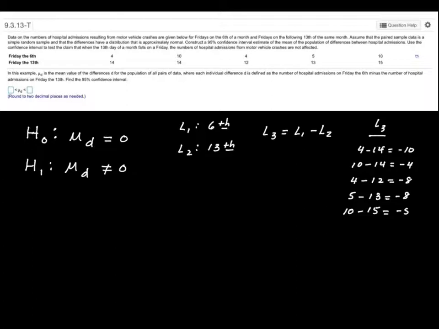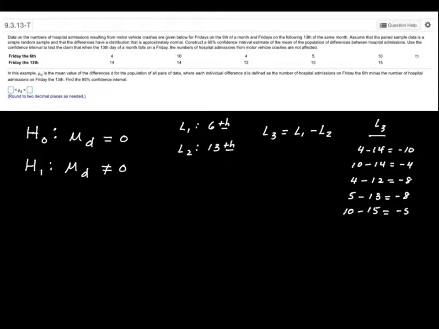So L3 is going to be L1 minus L2, and you can actually put that into the calculator: put the data from Friday the 6th into L1, Friday the 13th into L2, and then when you go up to the top of L3, you type in L1 minus L2, and that'll fill in the differences.